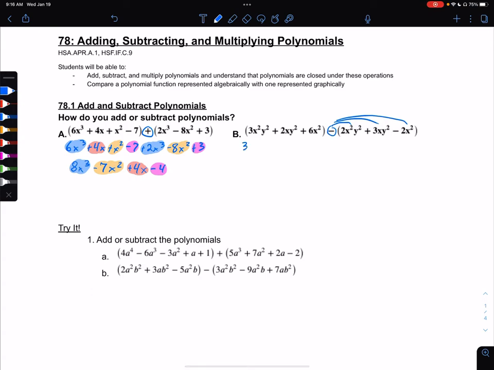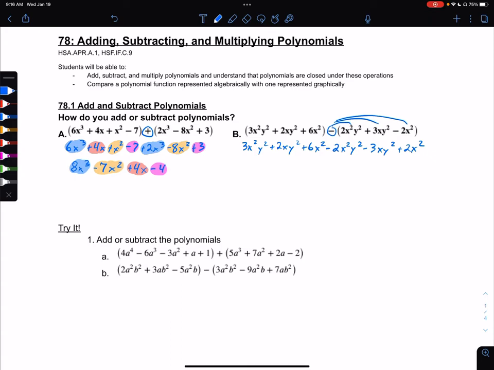So I'm going to copy my first group down, 3x squared y squared plus 2xy squared plus 6x squared. And now I want to distribute that negative, so I'm going to say minus 2x squared y squared. The signs will change, so minus 3xy squared. And then we're subtracting a negative 2x squared, so that's going to become a positive 2x squared.